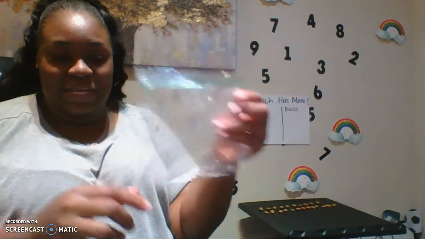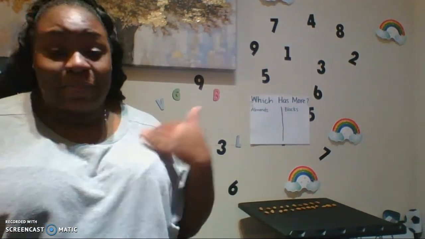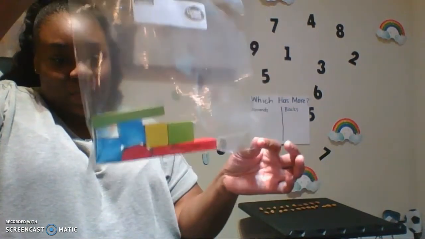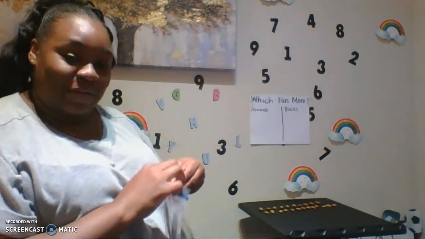See, the bag is empty now. And almonds are a type of nut. Miss Charles likes to eat almonds, so I decided to show you what those are. So now we're going to count our blocks. Do you think we have 23 blocks in here? Let's count. Here we go.